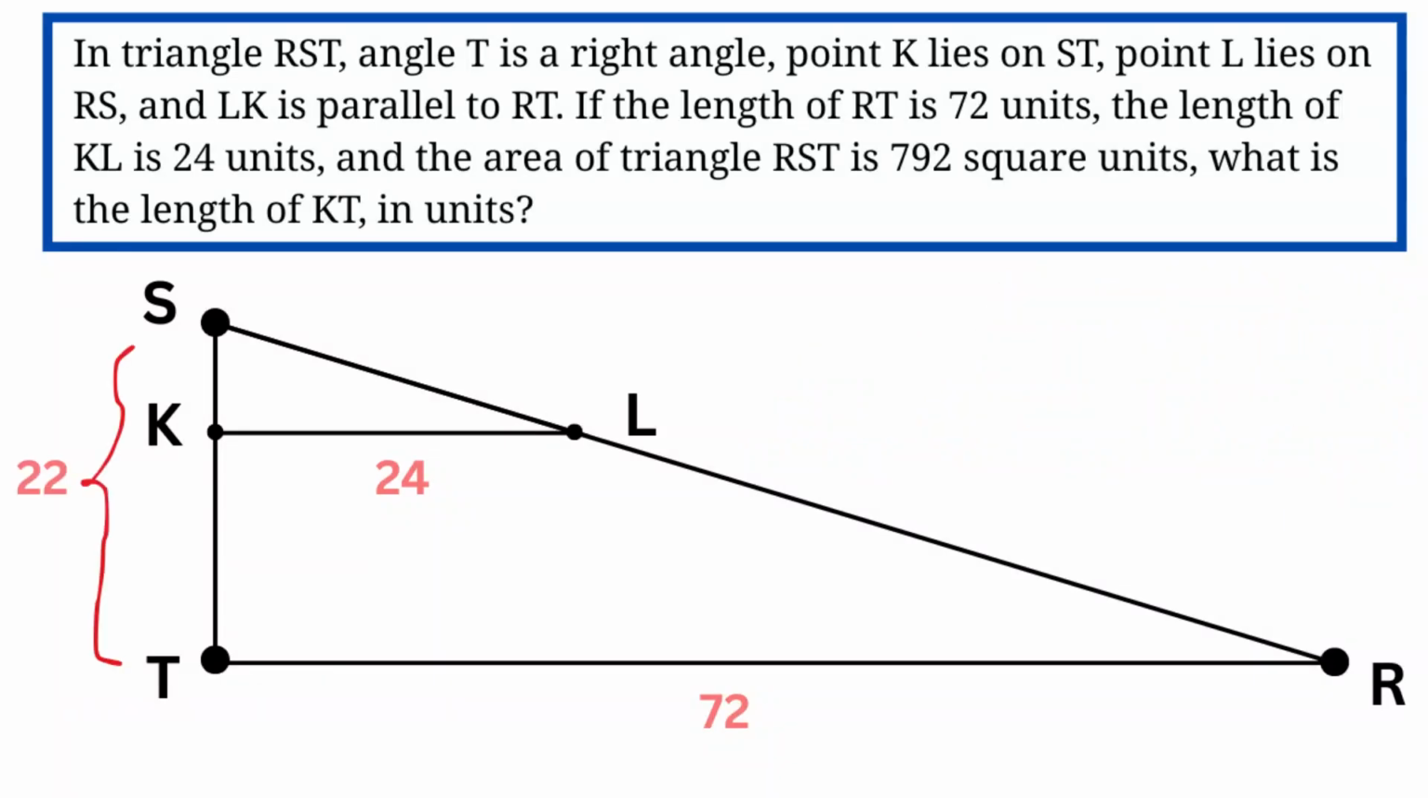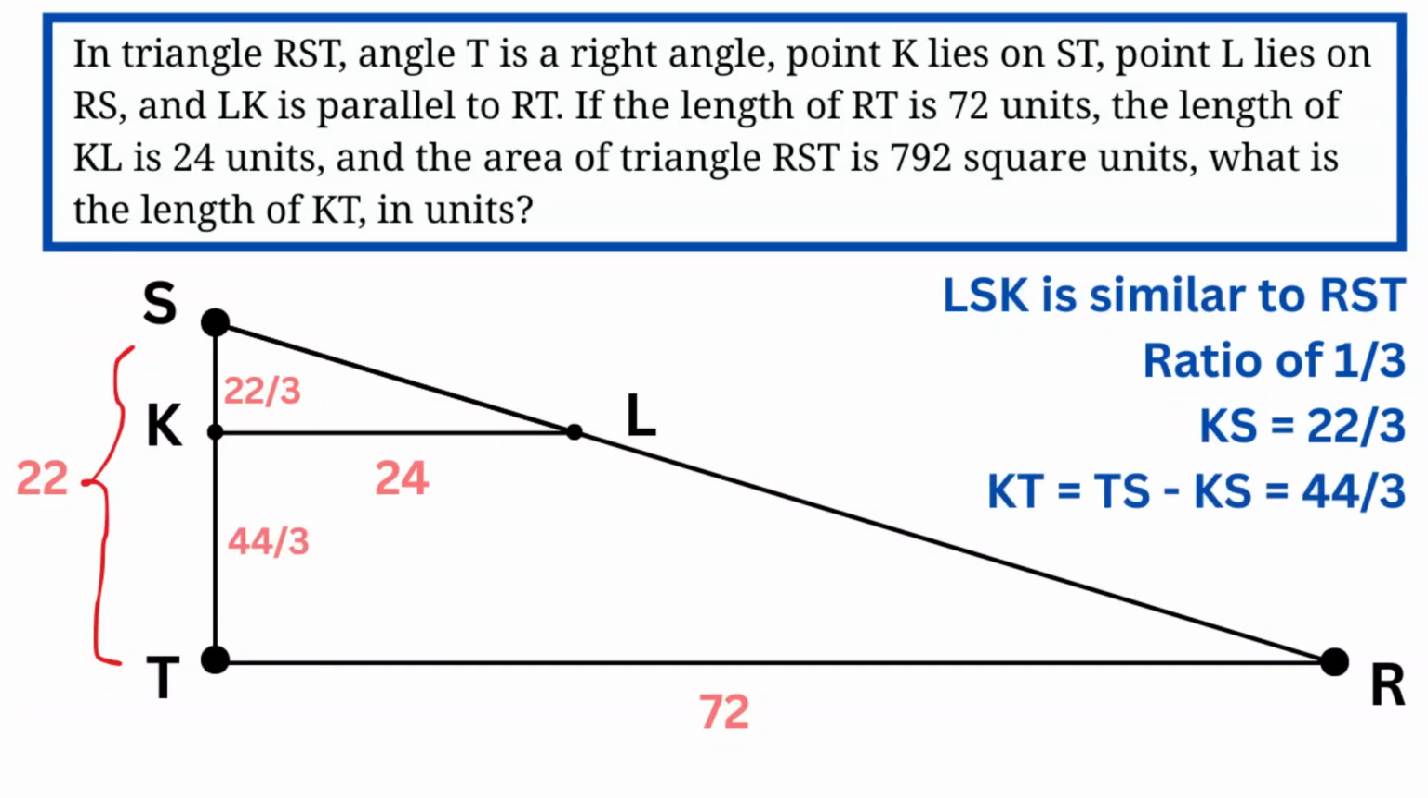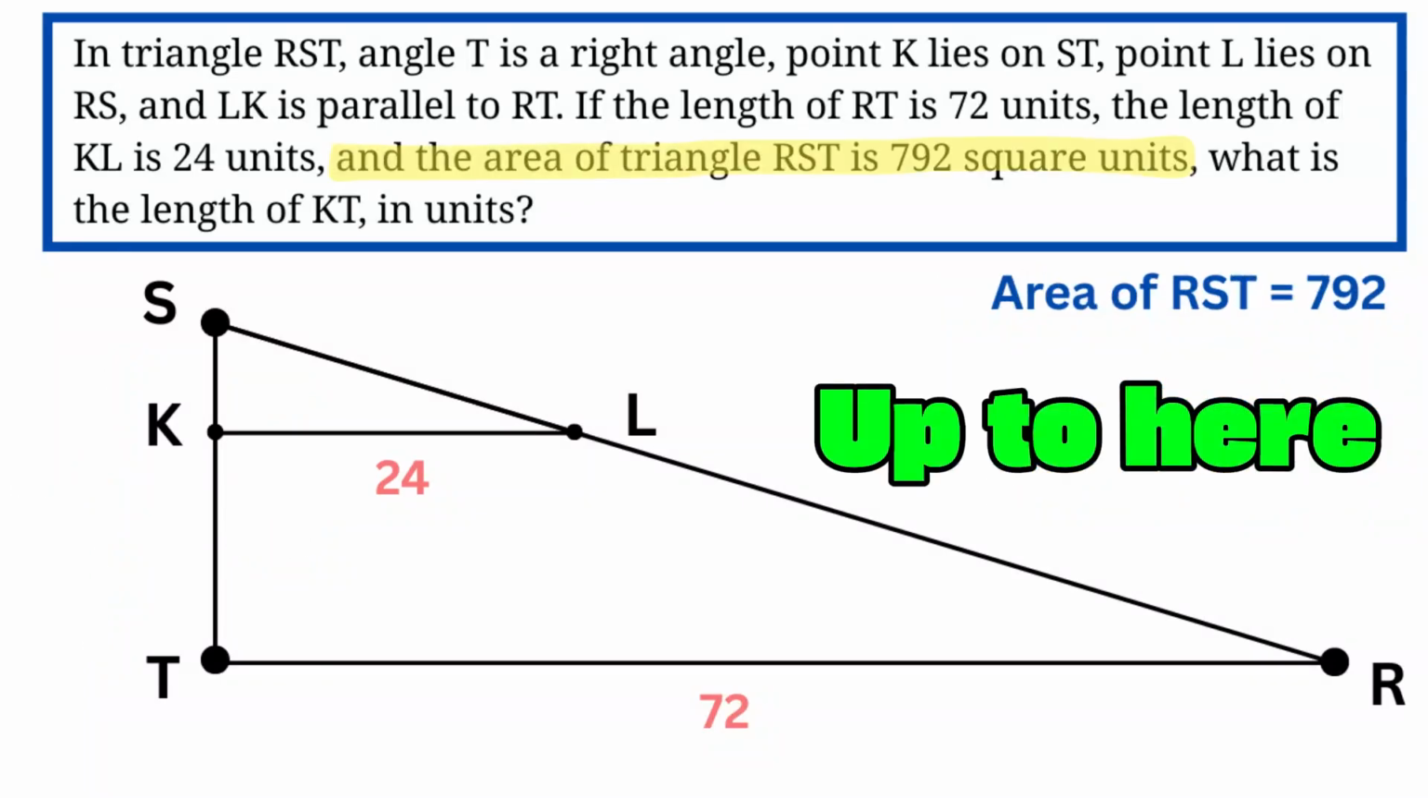Now, I'm going to use the fact that the triangles SKL and STR are similar because KL is parallel to RT. So the ratio between the triangles is going to be 1 to 3 because KL is 1/3 of RT. So KS is also going to be 1/3 of ST, so KS is 22 over 3. Now, all we have to do is subtract 22 over 3 from 22 to get that KT is 44 over 3 units. Again, don't worry about that last part, that was math just now. The main skill is that I want you to be able to label the diagram up to the point of the math. If you can do that, perfect.